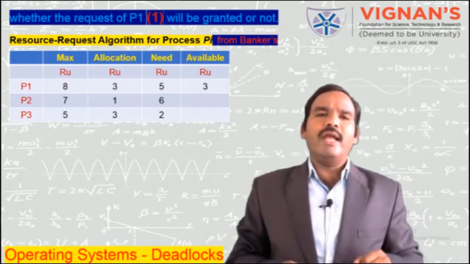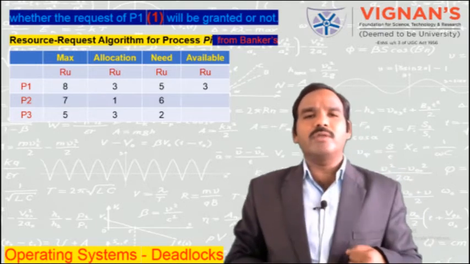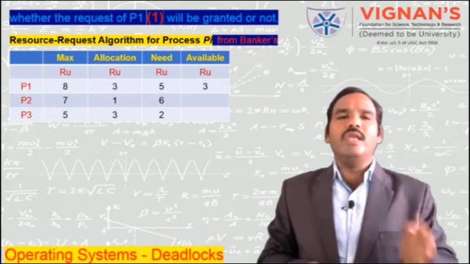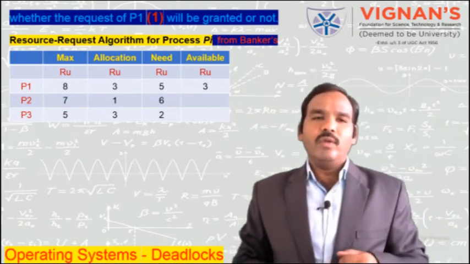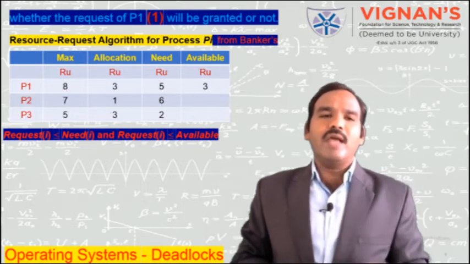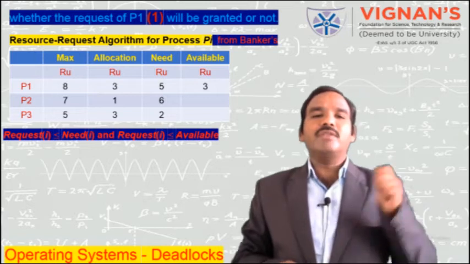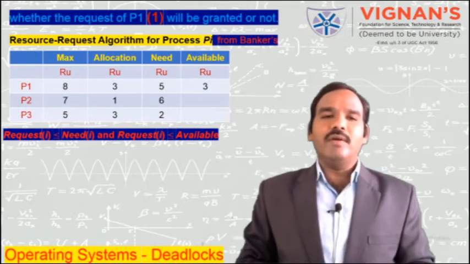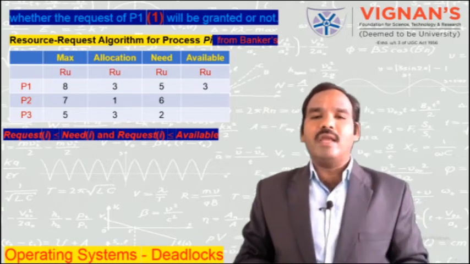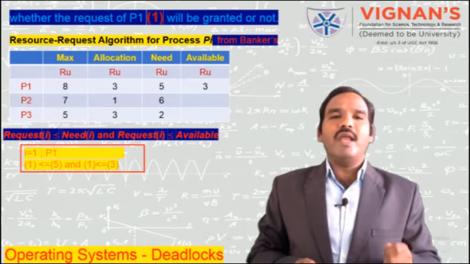According to our data, how many instances is P1 asking? We have only one resource type, that is RU. Only one instance of RU. So what is the condition in this algorithm? The first condition is request of i less than or equal to need of i, and request of i less than or equal to available. Let us check.